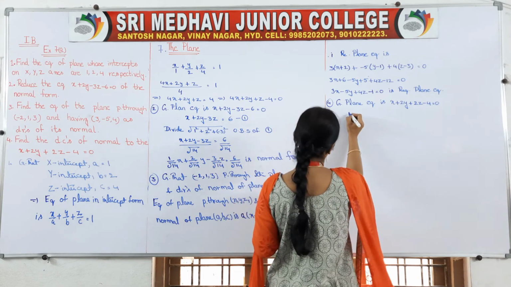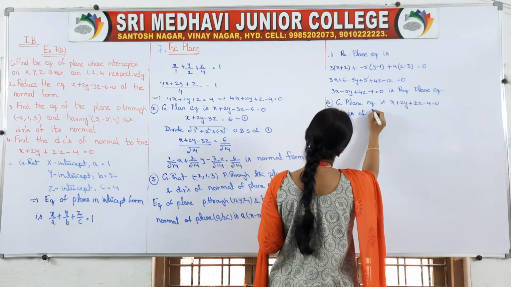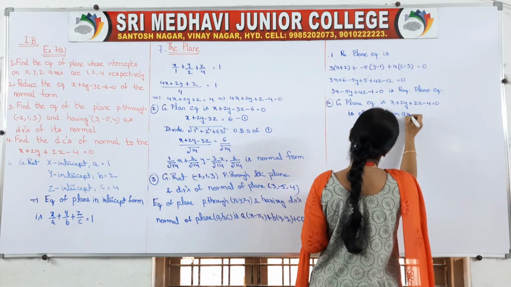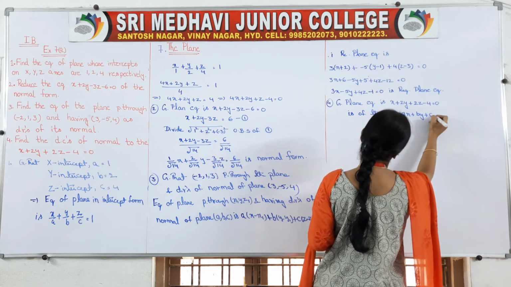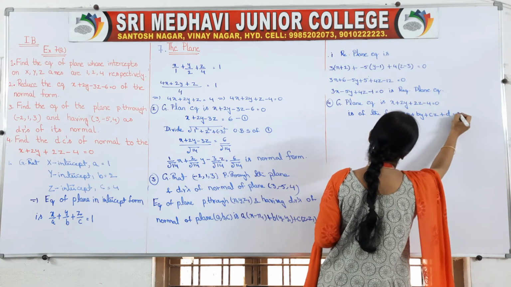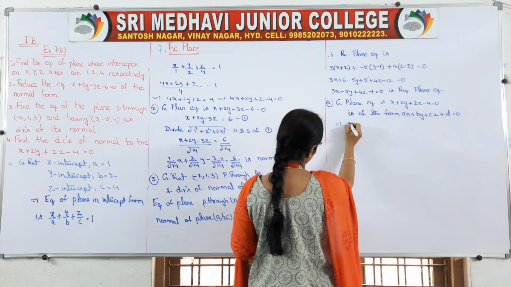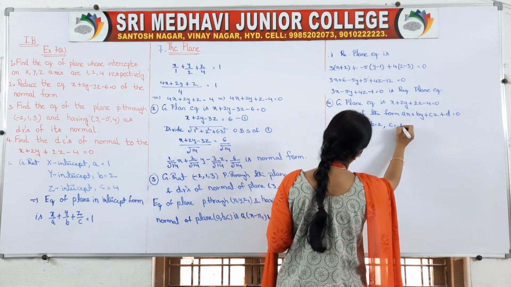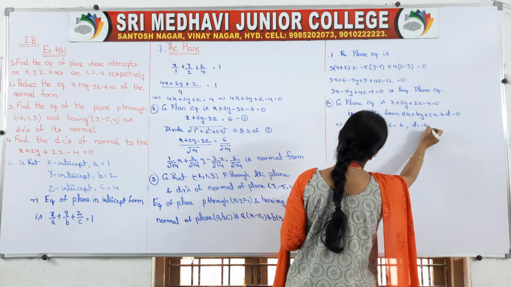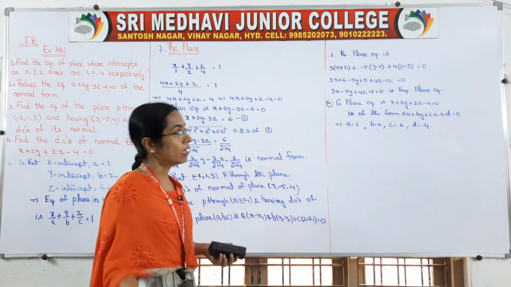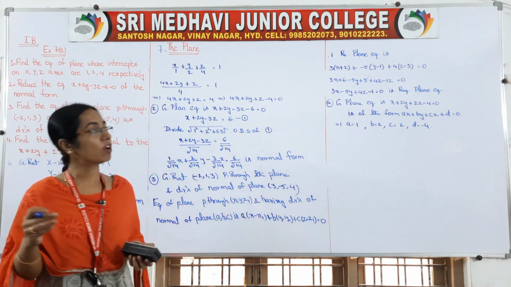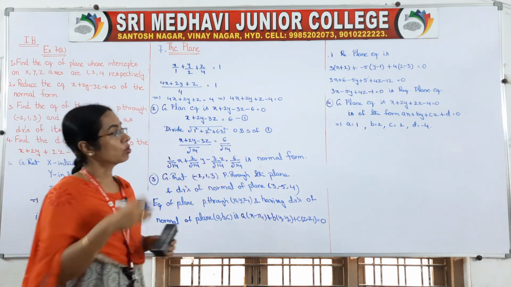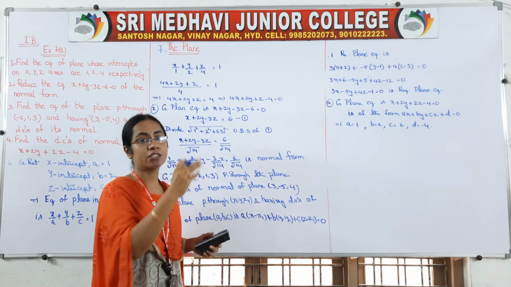Okay. This is of the general form, isn't it? What is that? Ax plus by plus cz plus d is equal to 0, which implies a is equal to 1, b is equal to 2, c is equal to 2 and d is equal to minus 4. So, if the plane equation is in the general form, the direction ratios are A, B, C, right? Ax plus by plus cz plus d is equal to 0.